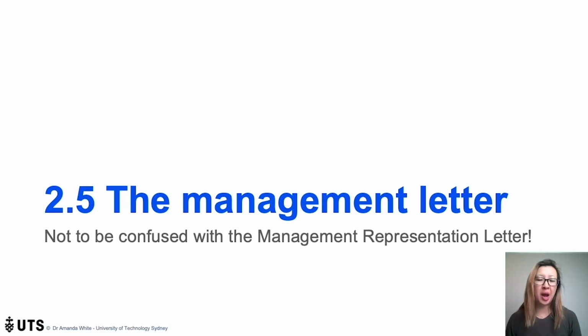Now we come to our final section, which is on the management letter. Now be careful because this is not the same as the management representation letter, which we looked at in ASA 580. Remember, the management representation letter is the letter that management sent to us to confirm any verbal evidence that they've provided us with, everything that we need, and that they understand that the financial report is their responsibility. Instead, let's look at the management letter.